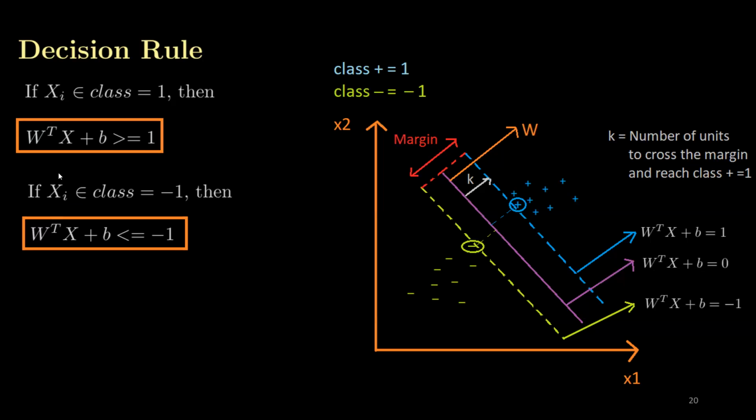Similarly, if any data point is to be classified as a negative class, in that case, its equation should be less than or equal to -1, or it should be present somewhere here in order to be classified as a negative class or -1 class. So this is the simple decision rule for a support vector machine in order to make classification about any data point.